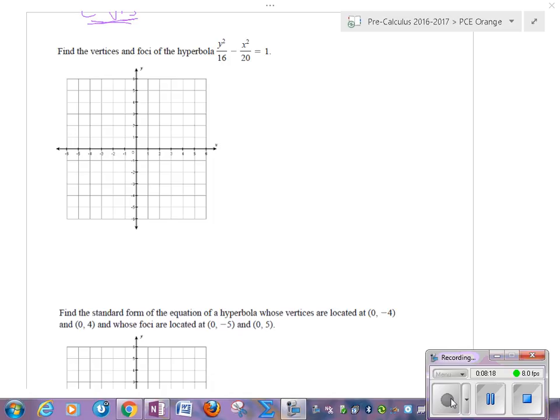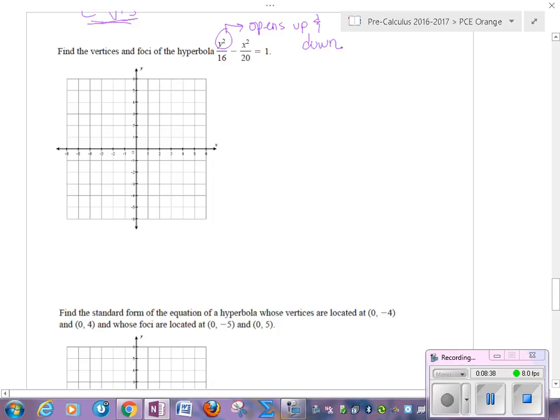The next one says find the vertices and the foci of the hyperbola y² over 16 minus x² over 20 equals 1. Because this one starts with y², it's going to open up and down, versus the last one that opened left and right. Again, because it's y² and x², it's centered at the origin. So our a² value is 16, which makes a equal to 4. It's opening up and down, so I'm going to go up 4 units and down 4 units, giving me coordinates for my vertices at (0, 4) and (0, -4).